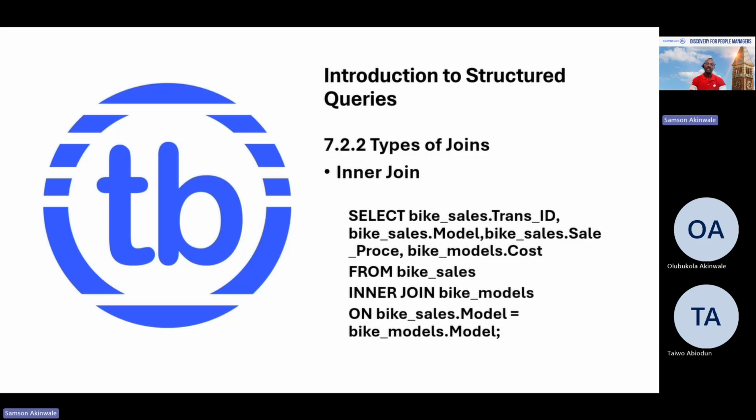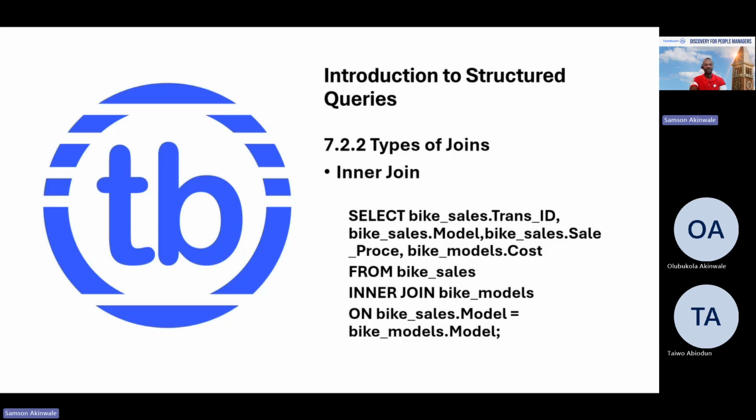Now, how do we explain this? The reason this is written this way is that we have bike_sales.trans_ID. trans_ID is a column in a table called bike_sales. So that should not be confusing. The name of a column in a table called bike_sales is trans_ID.